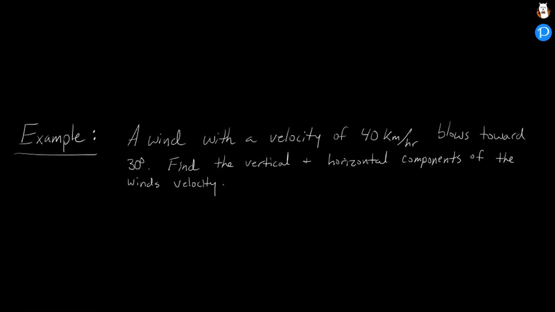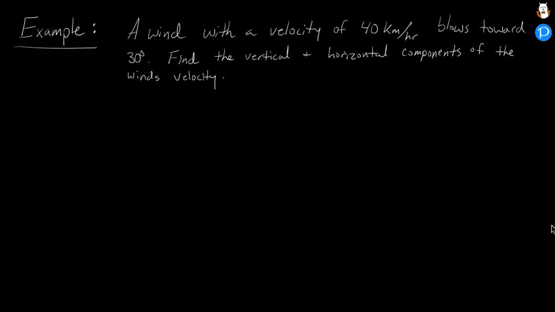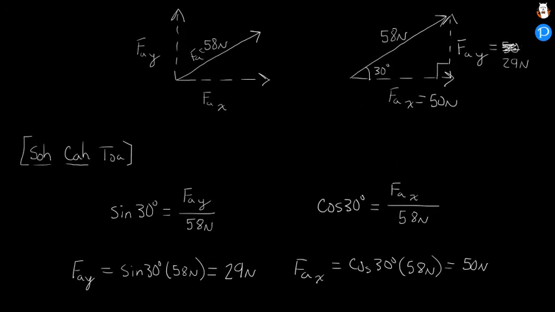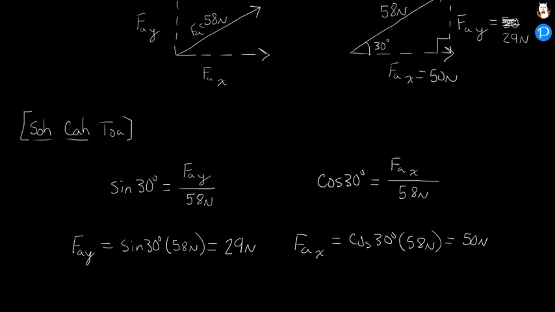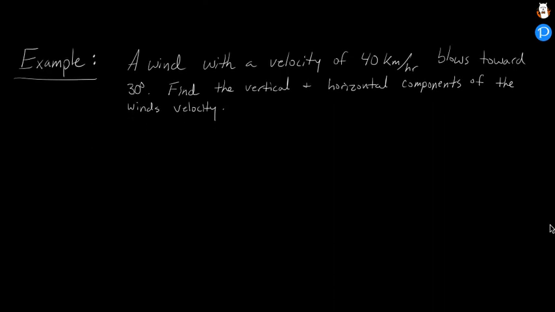Okay, let's do one more example with velocity instead of force. Let's say that we have a wind. So we've got some wind with a velocity of 40 kilometers per hour, and it's blowing towards 30 degrees. Again, we've got that 30-degree angle. Find the vertical and horizontal components of the wind's velocity. Just like before, it's pretty much the same thing, except this time we're dealing with velocities, but it's still the same process in order to solve this problem.